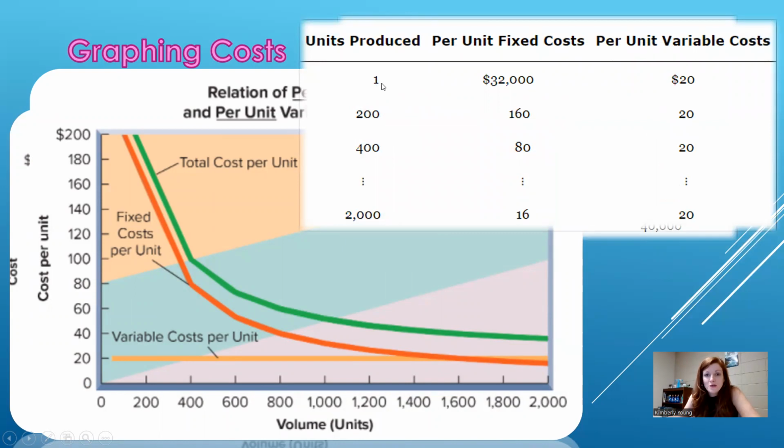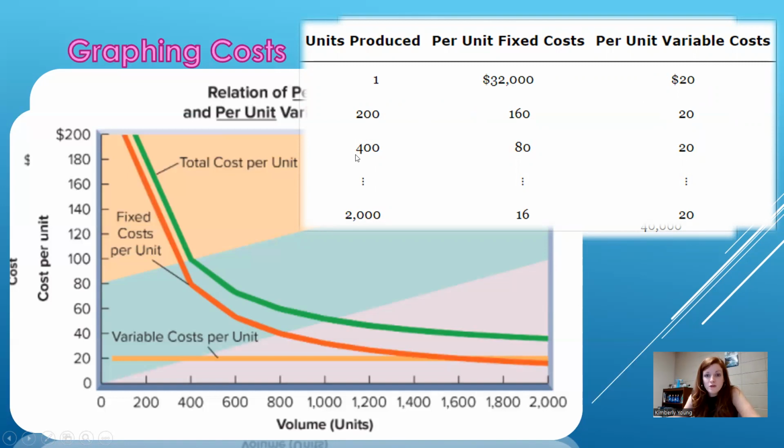If we produce 1 unit, it's going to cost us $32,020 to make that 1 unit. I hope we are selling very expensive items. Maybe we're selling a nice sports car. But the fixed cost can only go towards however many units we produced. If we only produce 1, we have to make up those costs from that 1 product. And we only have $20 per unit in our variable cost.